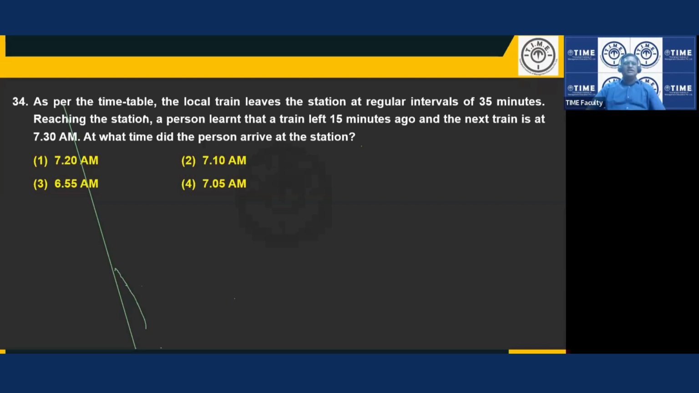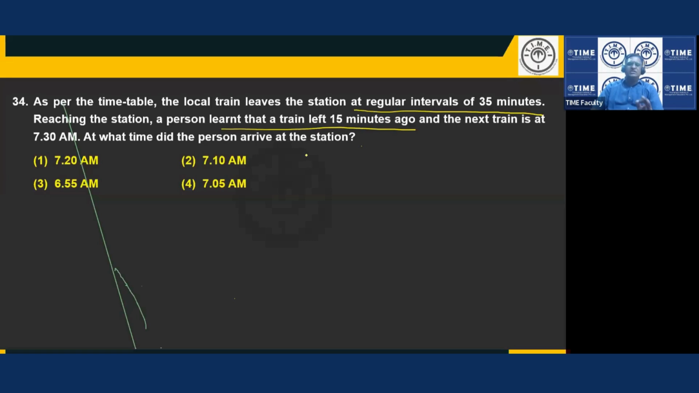See, as per the timetable, a local train leaves the station at regular intervals of 35 minutes. That means a train comes once every 35 minutes. It leaves from the station. Okay, a person learns that a train left 15 minutes ago. Already 15 minutes back, one train has left the station. But every 35 minutes the train is available, so 15 minutes back is already gone. So then 20 more minutes are left to catch another train.